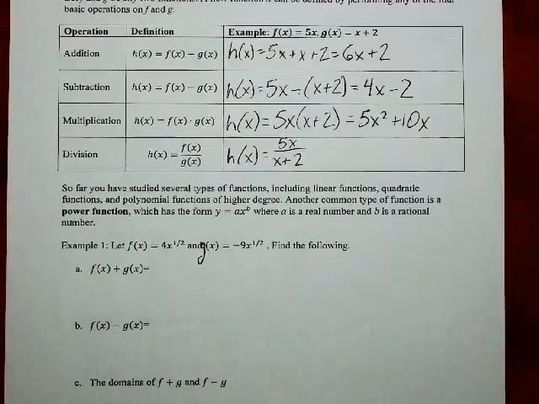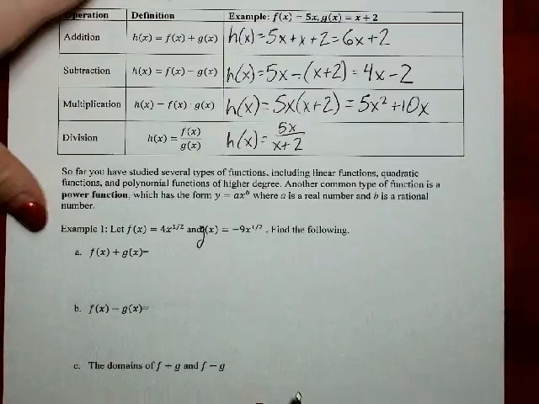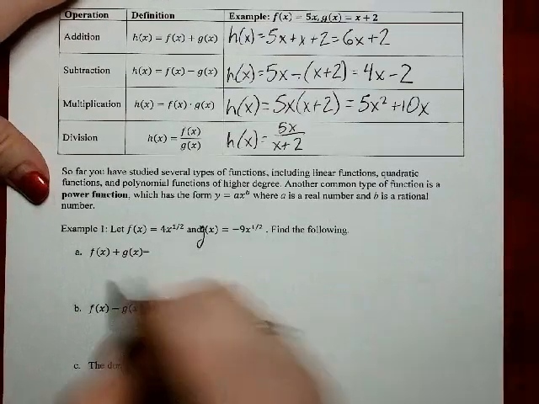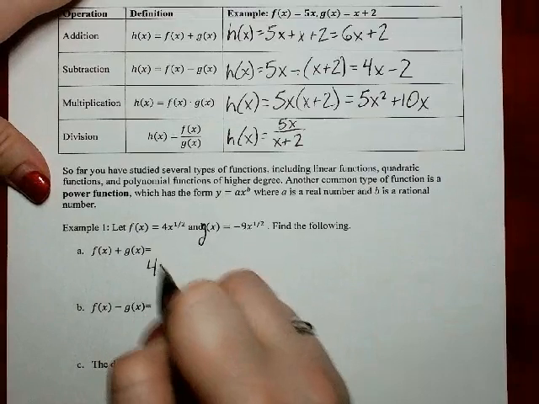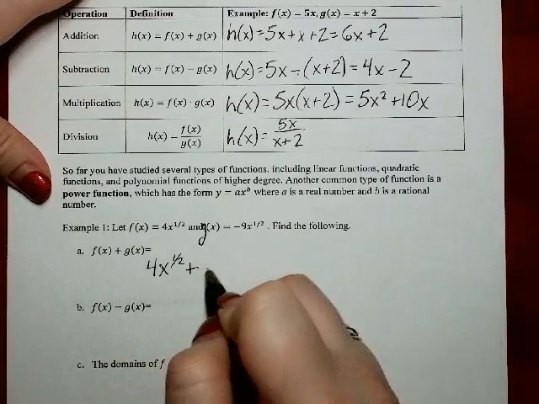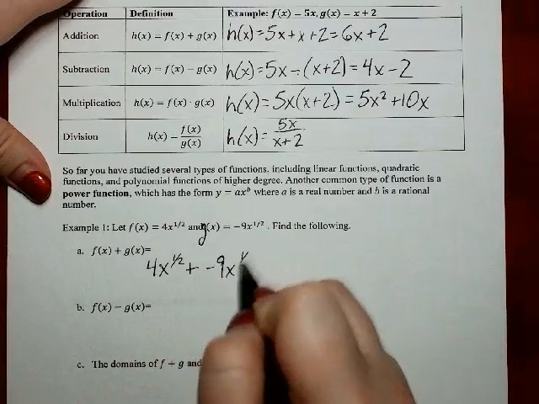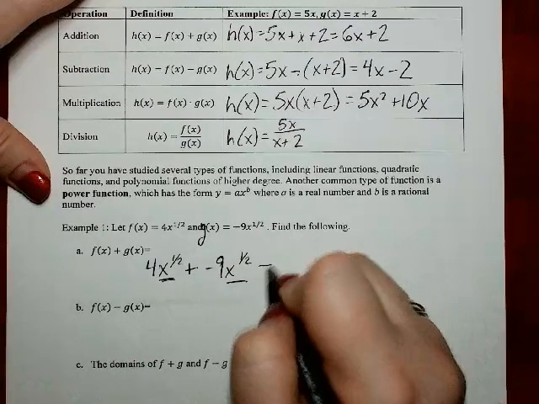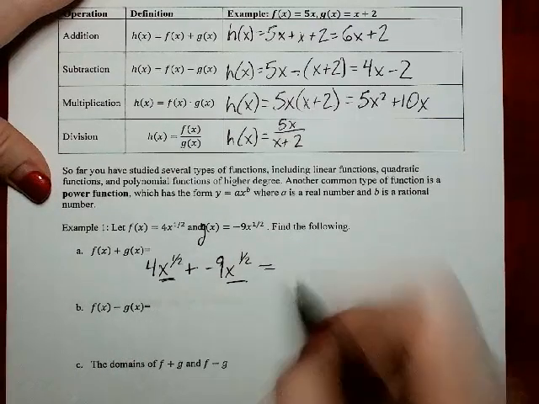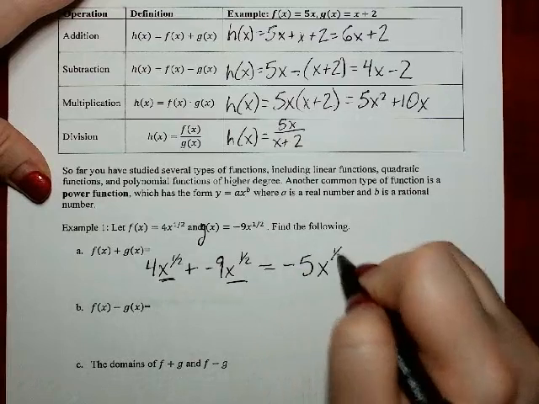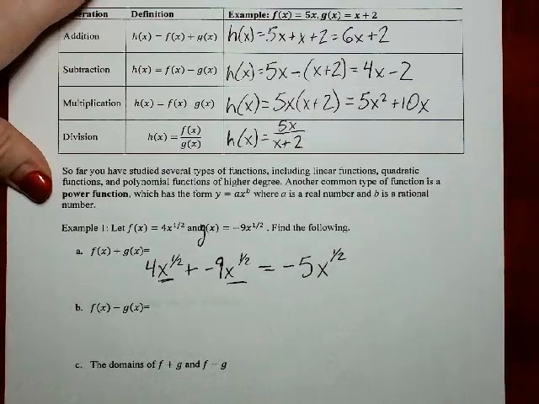Find the following: f plus g. So we're going to take 4x to the 1/2 plus negative 9x to the 1/2. We have x to the 1/2 here, x to the 1/2 here, so we can combine those. 4 minus 9 is negative 5. And then we keep our x to the 1/2. So there's our answer there.